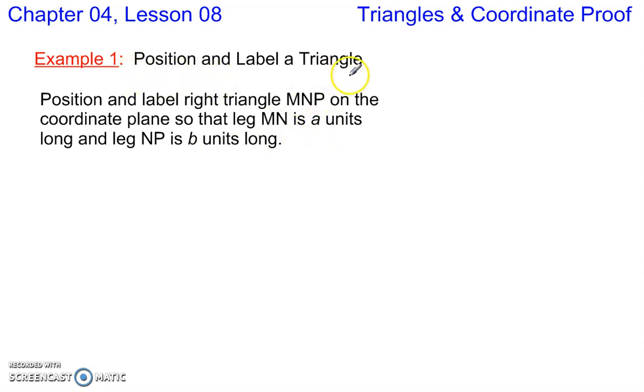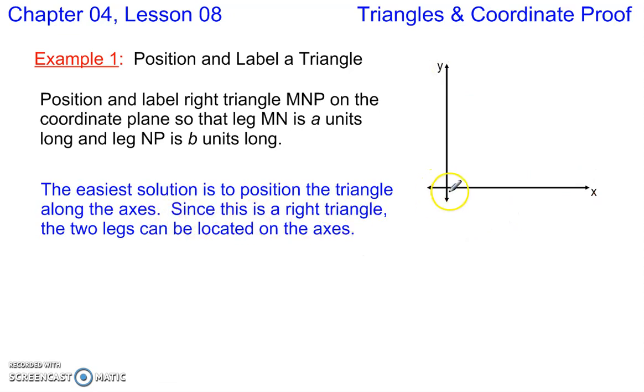All right, so here we go. We want to position and label a triangle in the coordinate plane so that one leg is A units long and the other leg is B units long. So here's a suggestion when you're labeling this and placing it on a coordinate plane: place it on the axes. Now since it's a right triangle, we can put two legs on the axes.